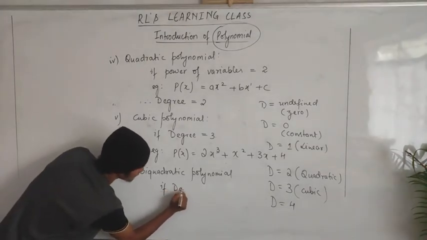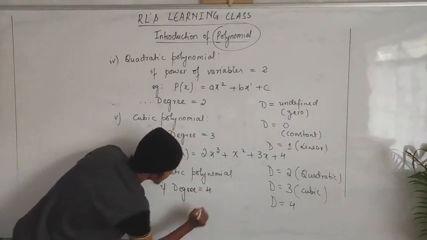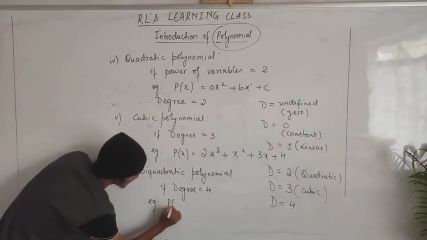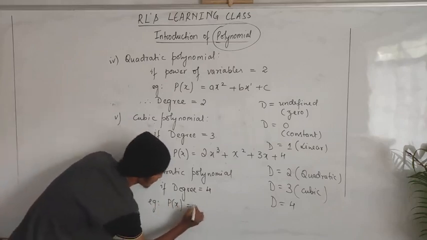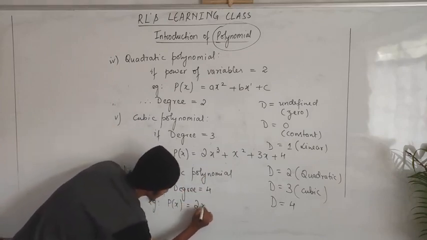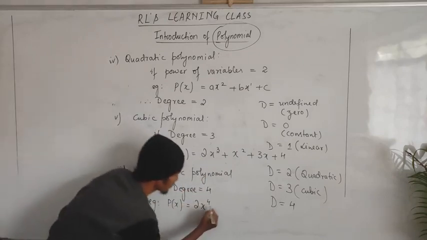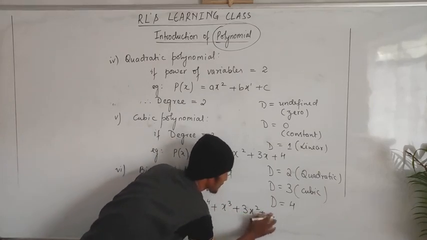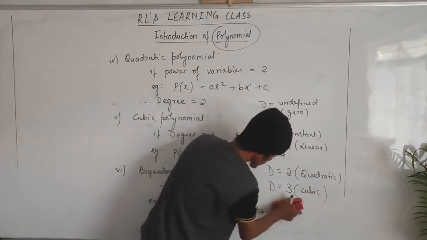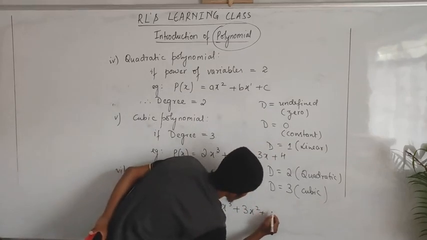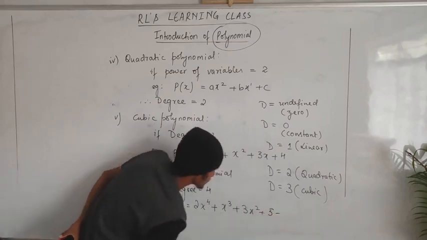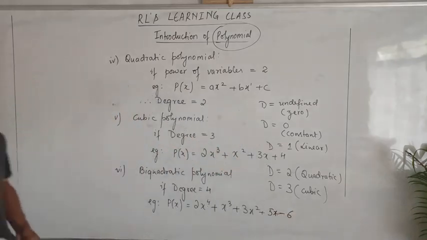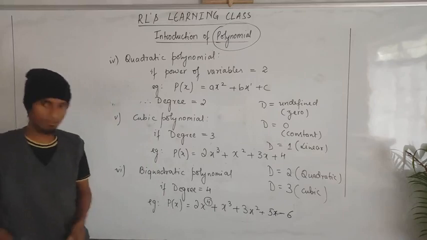Okay, if degree is equal to 4, then this will be a biquadratic. Example, P of x, polynomial of variable x. Okay, I put the same example, but I just changed the power. 2x to the power 4 plus x cubed plus 3x squared plus 5x minus 6. Example. Now here the highest power was 4. Then this will be a biquadratic.